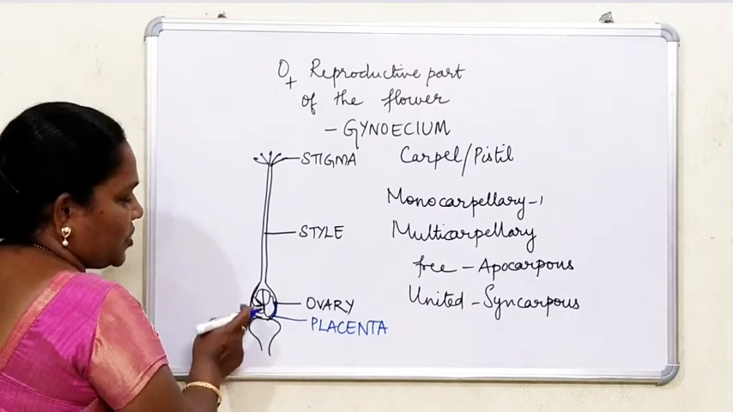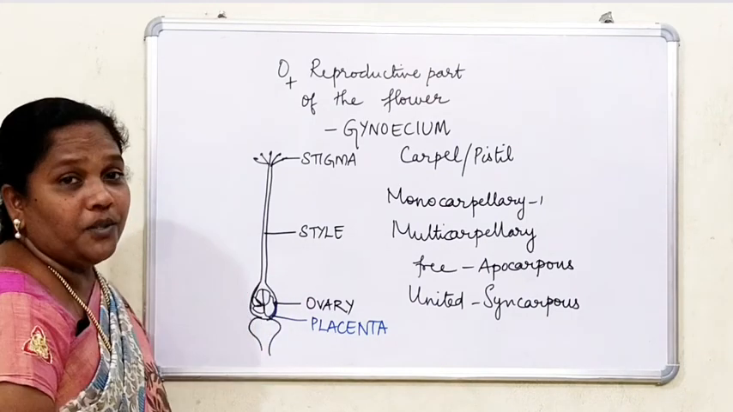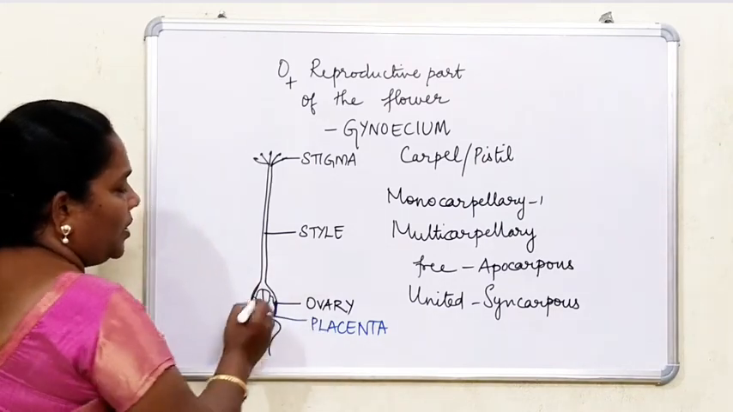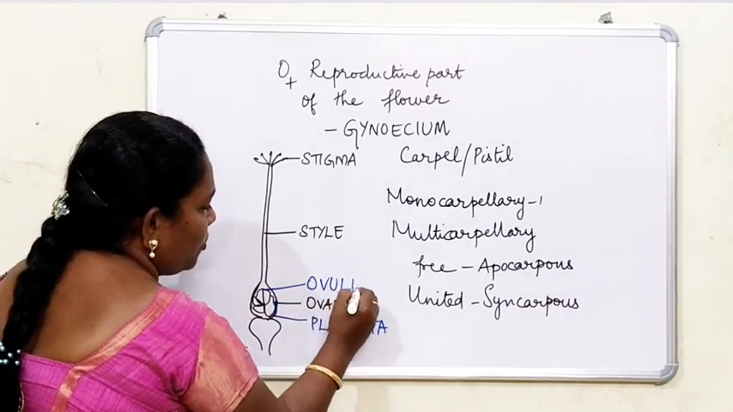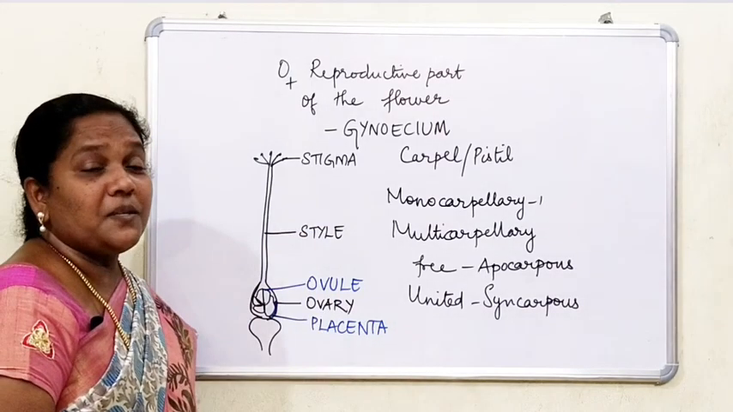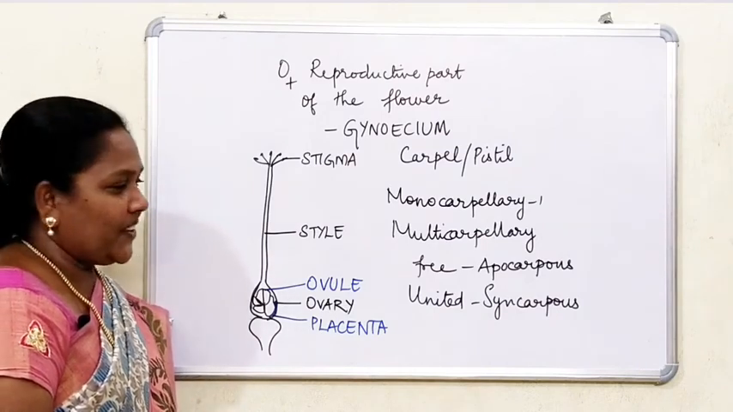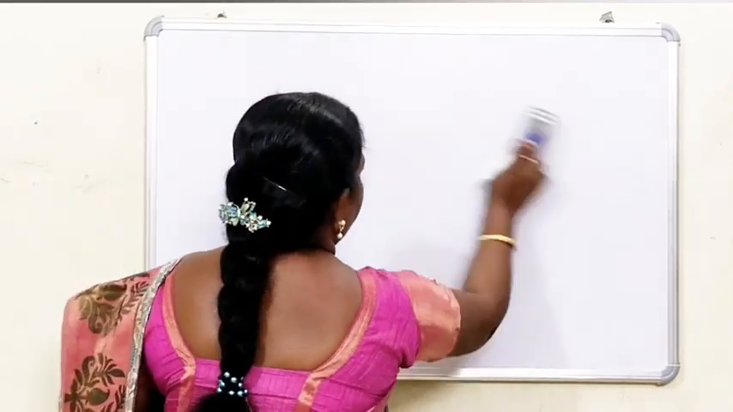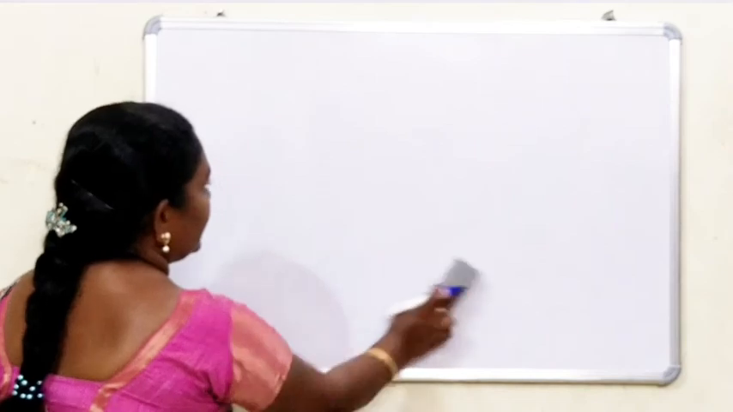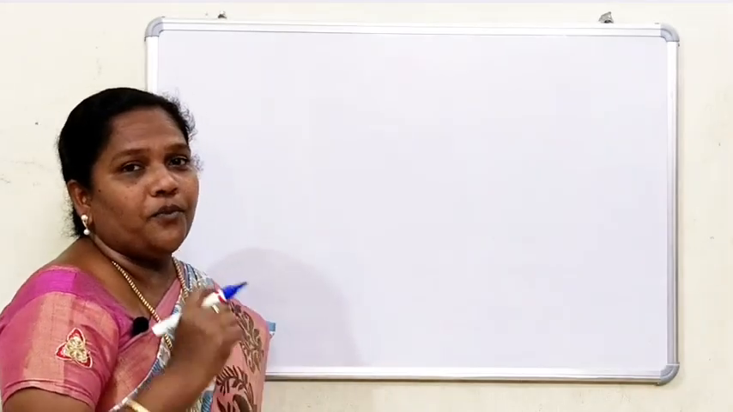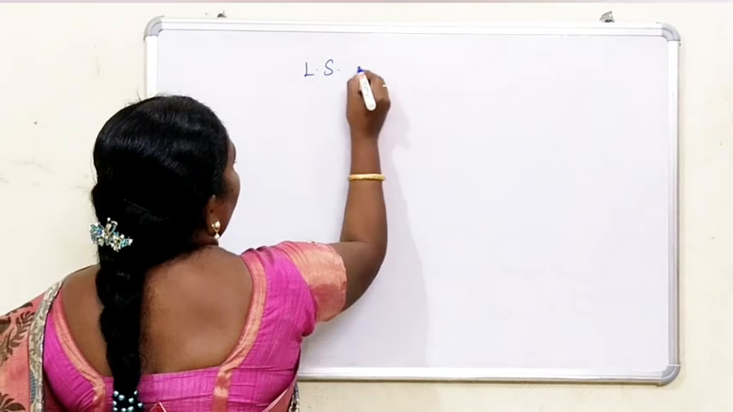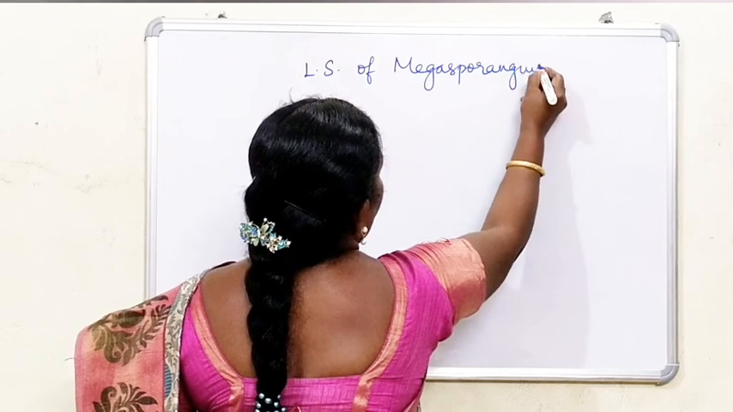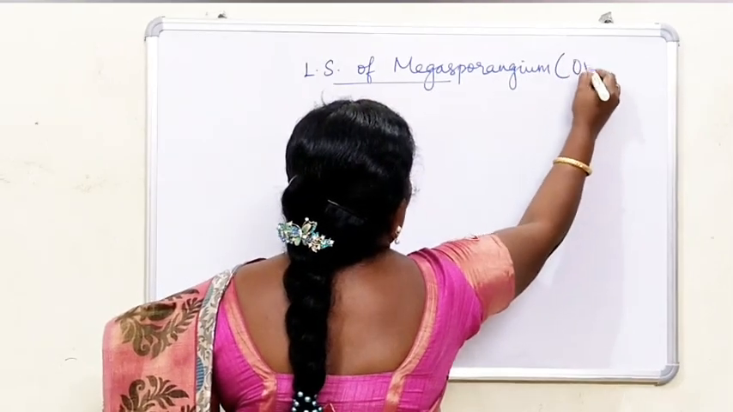Okay, now our concentration is fully, you are going to learn about the structure of the megasporangium. So that is the ovule. So this is the ovule. Okay, so when I mark it here, this is the ovule. So ovule is called as megasporangium. When you learn about the structure of the megasporangium, you should be very clear. You have to specify what type of ovule it is. Right? So now we are going to move on to the structure of megasporangium. So what is this megasporangium? Ovule is called as megasporangium.